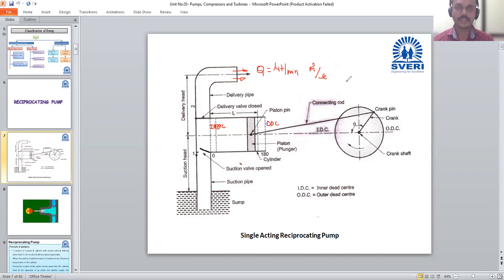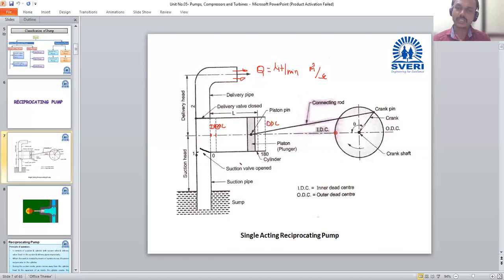No, sir. Okay. This is simple construction. If you have doubt, then please ask me. No problem. Okay. Now see the working, how it happens. When that crank pin is at 0 degree, 0 degree means here the inner dead center. It means when the crank is at inner dead center, then the position of the piston is at this point. May I correct? Yes, sir. Okay. It means at the inner dead center.